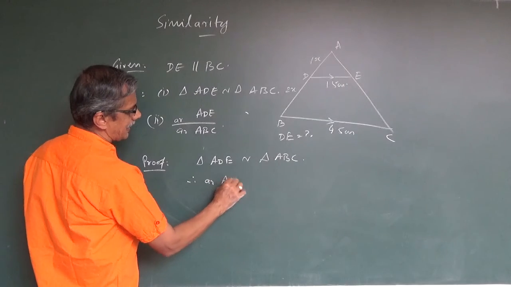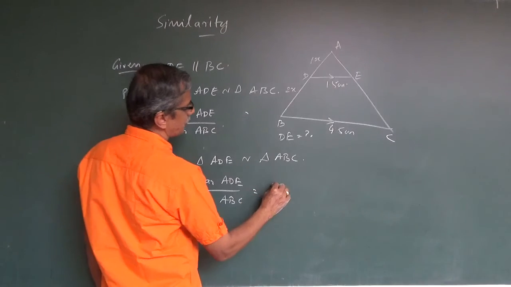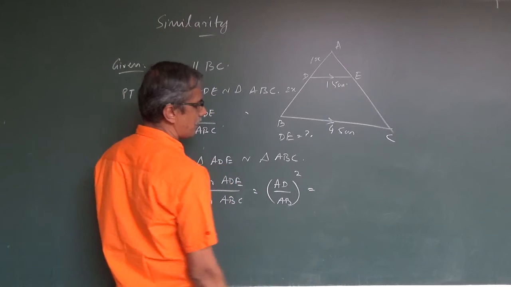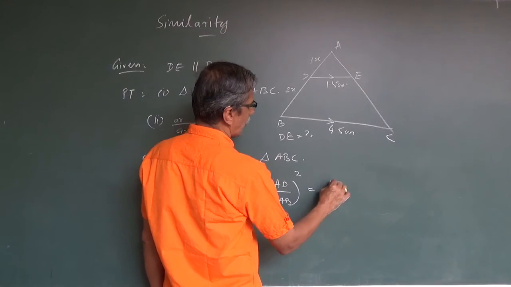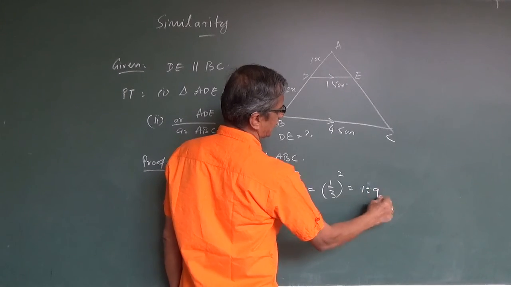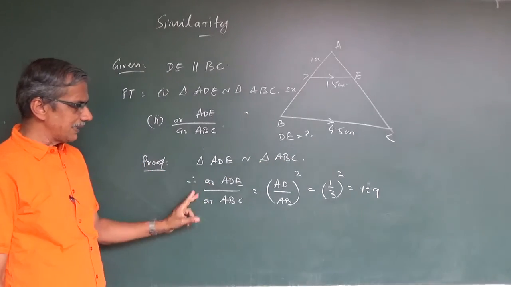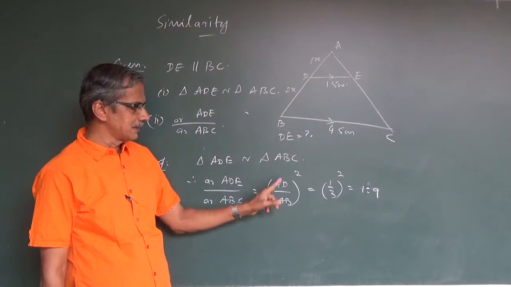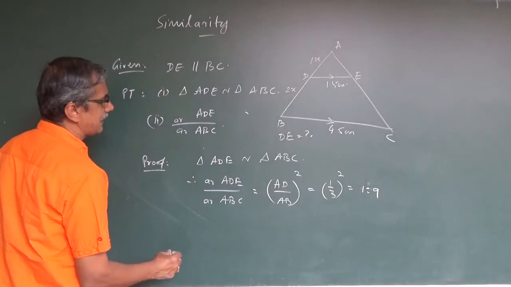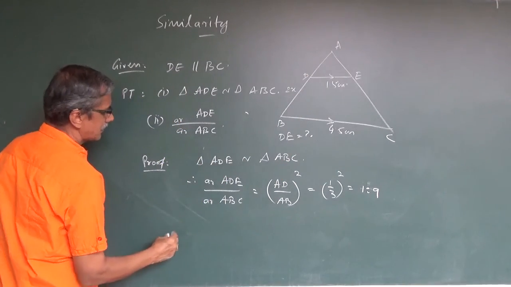Therefore, area ADE by area ABC is equal to AD by AB whole square, which is equal to 1 by 3 whole square, which is equal to 1 by 9 or 1:9. I hope you understand this. When two triangles are similar, the areas are in the ratio of the square of the sides. So if triangle ADE is 1x.